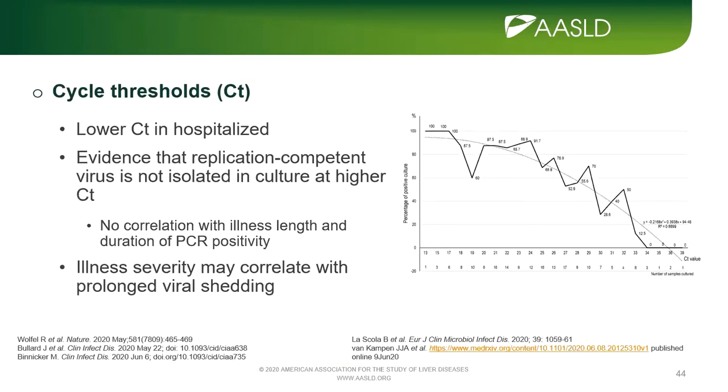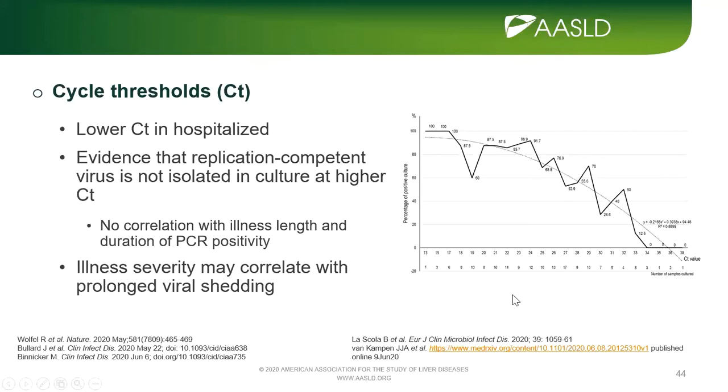So one of the things other individuals are using, if you're able to get this, is the cycle threshold. That's the number of times that the platform needs to cycle before you detect a positive complementary DNA. And lower cycle thresholds are seen in hospitalized patients. And there's evidence that the replication competent virus or viable virus is not isolated in culture at higher cycle thresholds. Most institutions use about 35. No correlation with the duration of symptoms or the length of illness, but maybe a correlation with severity of illness and prolonged viral shedding.